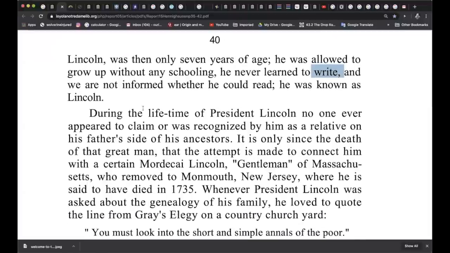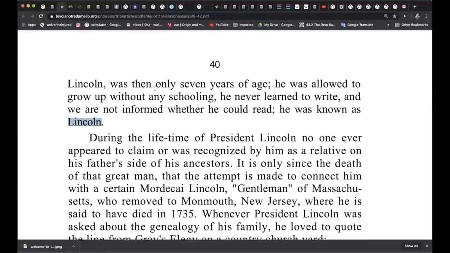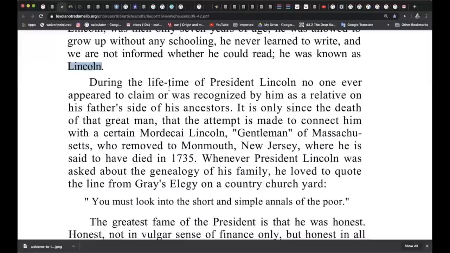He was known as Lincoln. So maybe his dad, since he didn't know how to write or read, he was writing it wrong. So during the lifetime of President Lincoln, no one ever appeared to claim or was recognized by him as a relative on his father's side of his ancestors. All right, so we're going to get into how mysterious, and they don't really know. It's hard for them to really trace his genealogy.